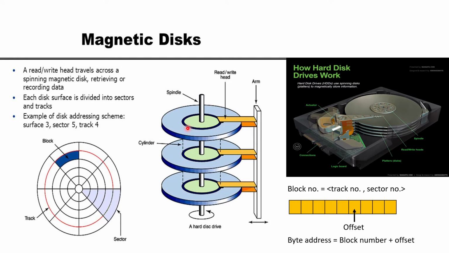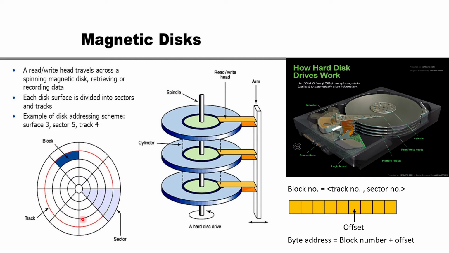Now to realize how the data is kept in this particular disk, first remember that data is kept in a particular block of a disk. And how is this block defined? This block is defined by two components. One is track number and another is sector number. Now the question is, what is a track? A track is something like this. This is one track, the outer circle. Every circle is a track.